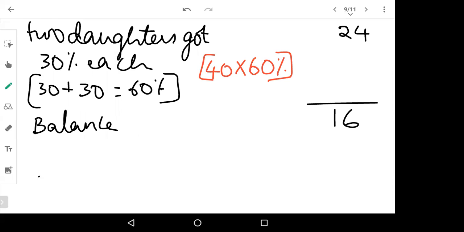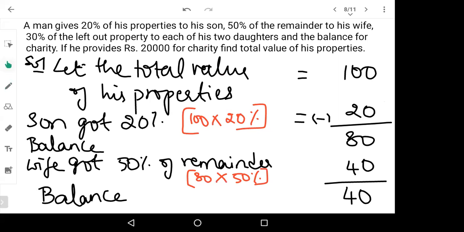Now if you see the question, the balance is for the charity. So 16 is the balance which is left out, and that will be given for charity. Now, if he provides rupees 20,000 for charity, find the total value of his properties.